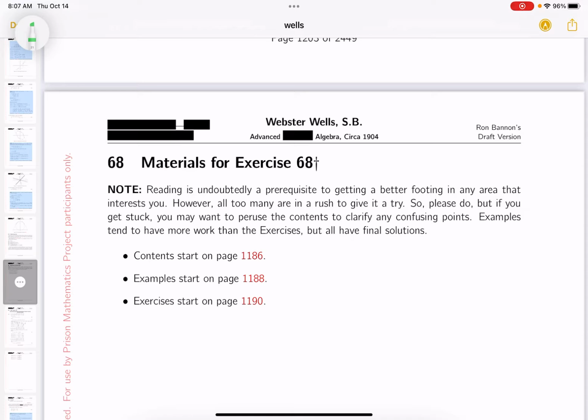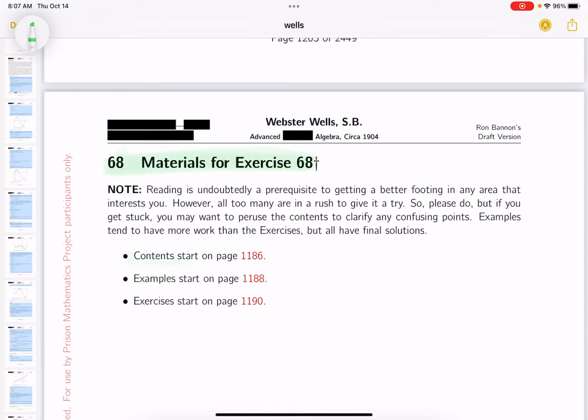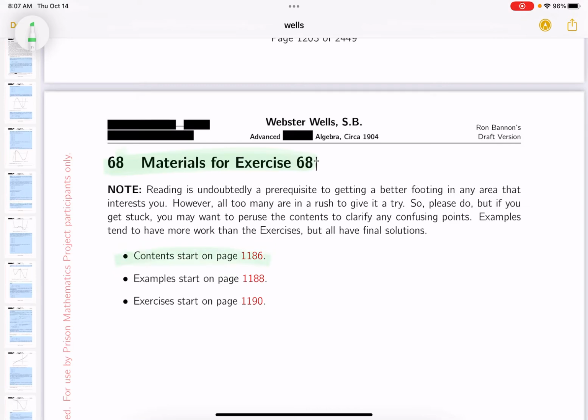Okay, we're in section 68 now. Contents for you to look at, read, try to understand, examples for you to look at, try to understand, and then you're going to get busy doing the exercises. This is a tough section, though. There's no doubt about it.